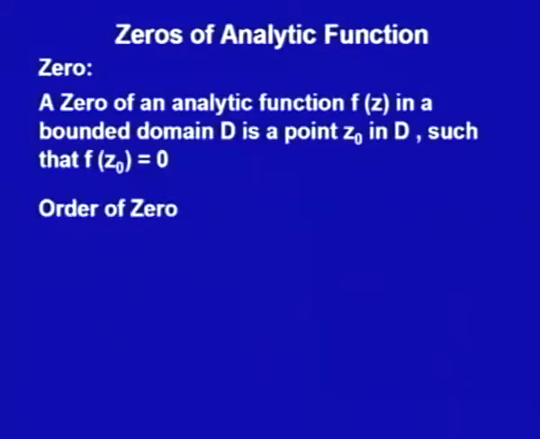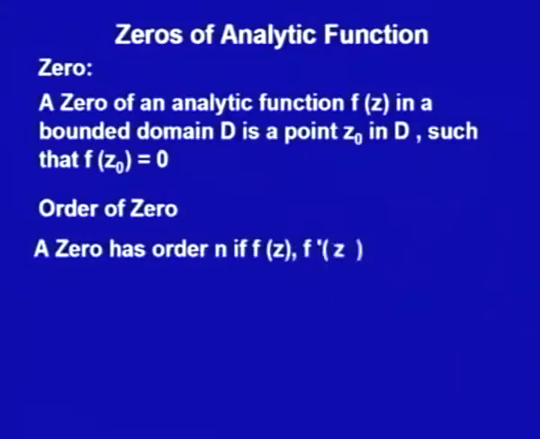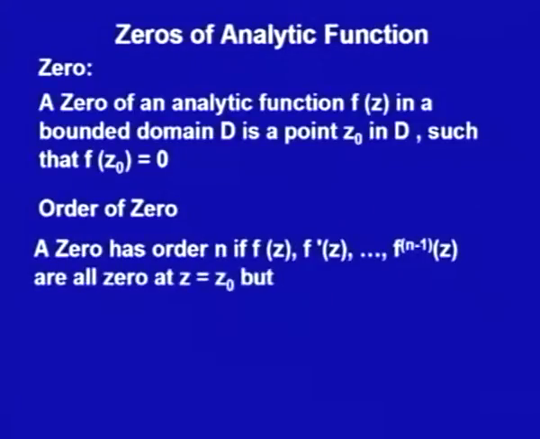The order of zero: a zero has order n if the function, its first derivative, second derivative, and up to the (n minus 1)th derivative at z naught are all 0. That is, a zero has order n if f(z), f dash(z) and so on, up to the (n minus 1)th derivative of f at z equal to z naught, are all 0, but the nth derivative, that is f^(n)(z naught), is not 0. Then we call the order of zero as n.